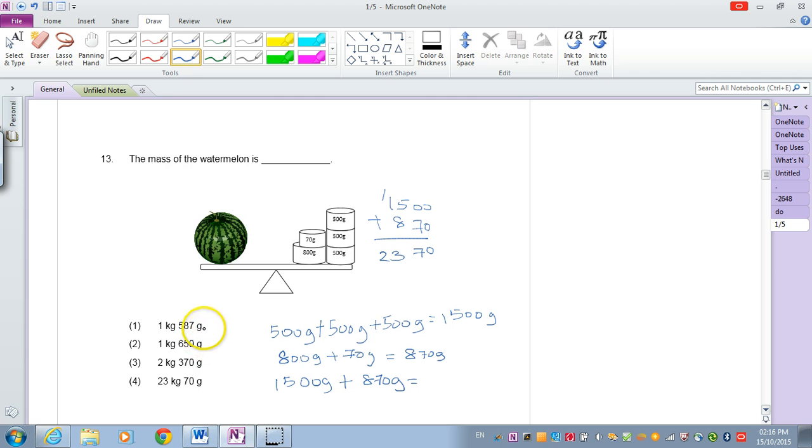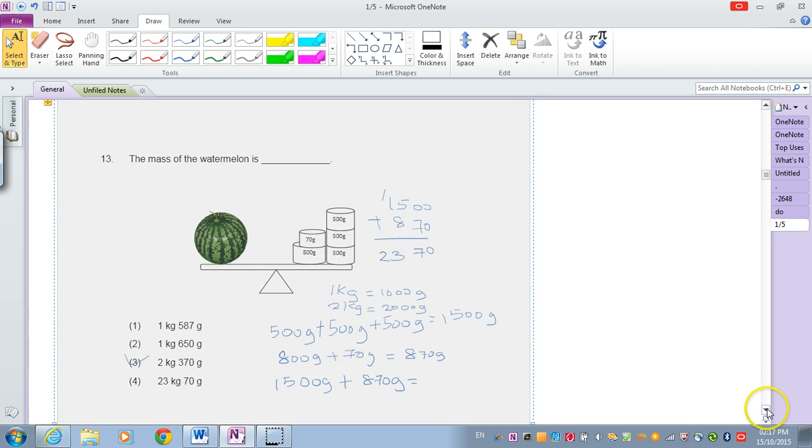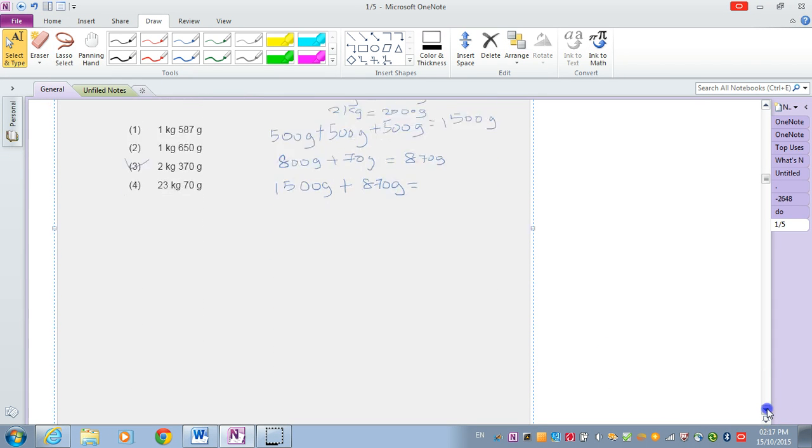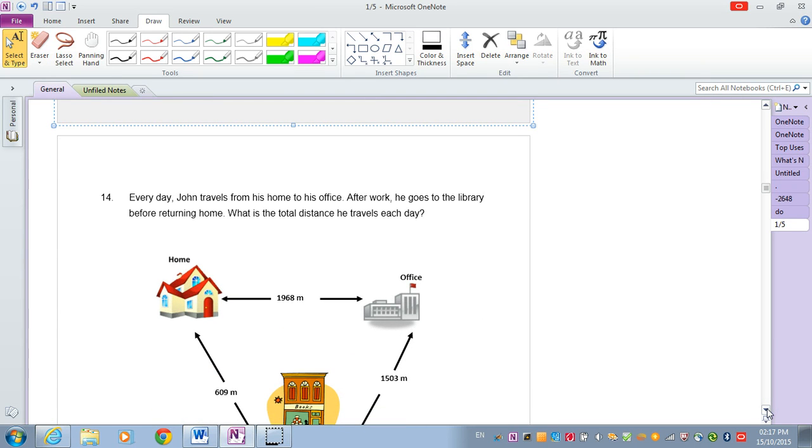We know that option 1 and 2 would be wrong, so we are left with option 3 and 4. Now, on the other hand, you also know that 1 kg is 1000 gram. So 2 kg would be 2000 gram. So 2370 gram would be 2 kg and 370 grams. Okay, now let's move on. Let's look at question 14.